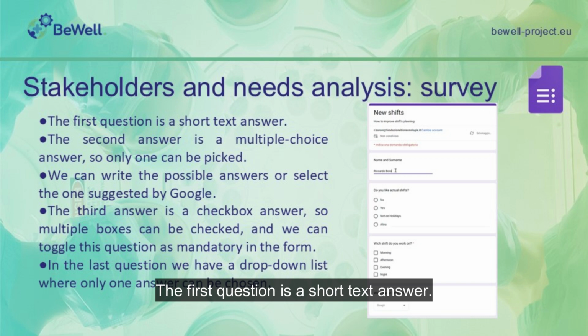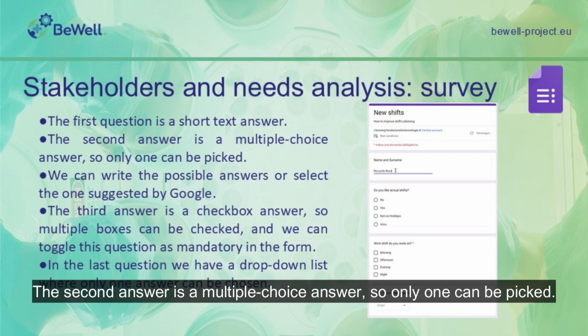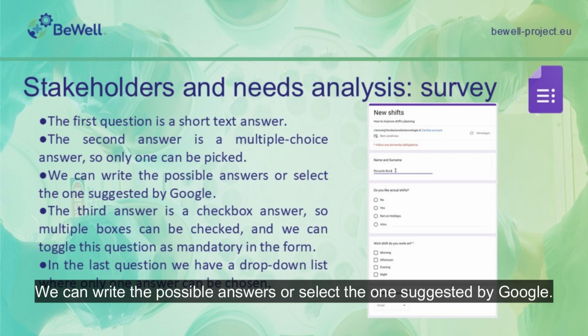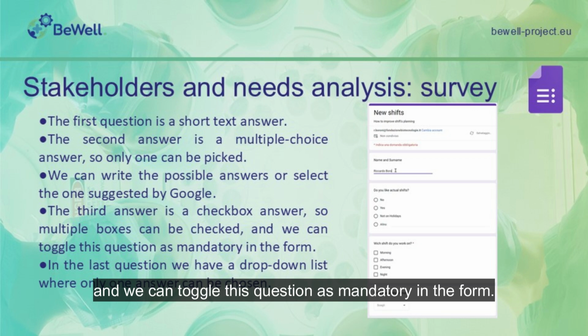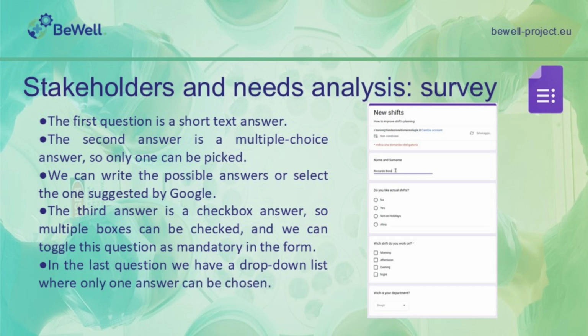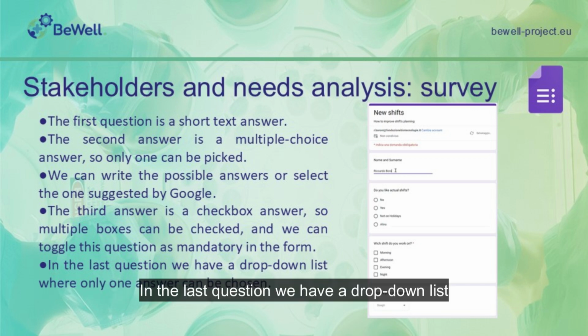The first question is a short text answer. The second question is a multiple choice answer, so only one can be picked. We can write the possible answers or select the ones suggested by Google. The third question is a checkbox answer, so multiple boxes can be checked, and we can toggle this question as mandatory in the form. In the last question, we have a drop-down list where only one answer can be chosen.